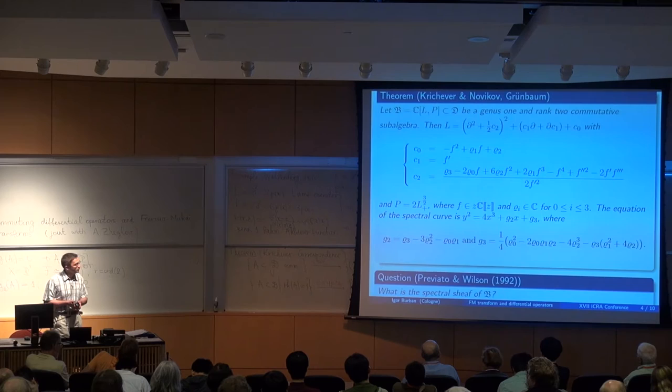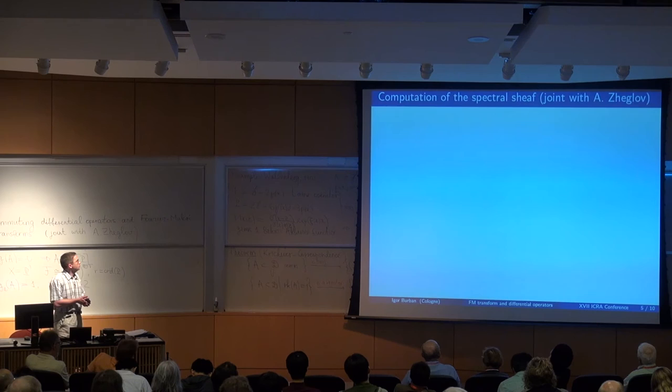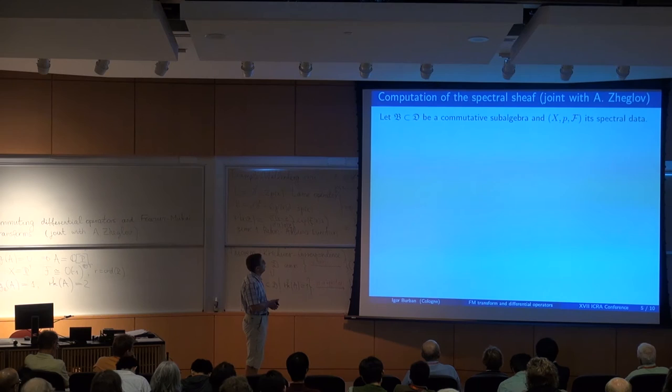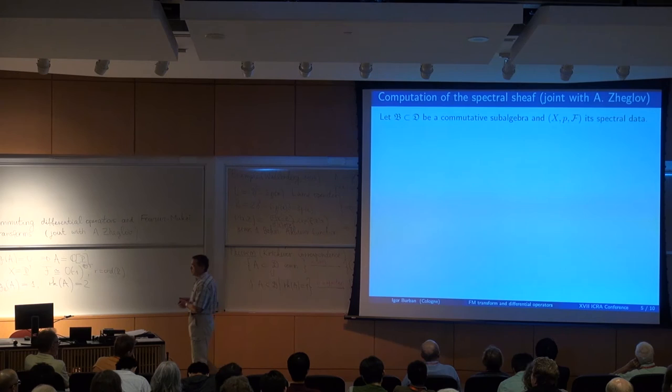So, in the joint work with Chaglow, we suggested the following procedure. We start quite generally. Let B be an arbitrary commutative subalgebra. So, how can we determine the spectral sheaf? It turns out that the trick is to start with the following short exact sequence.